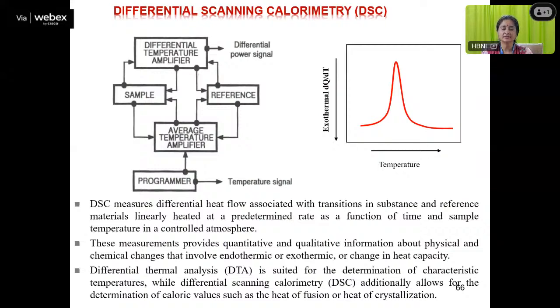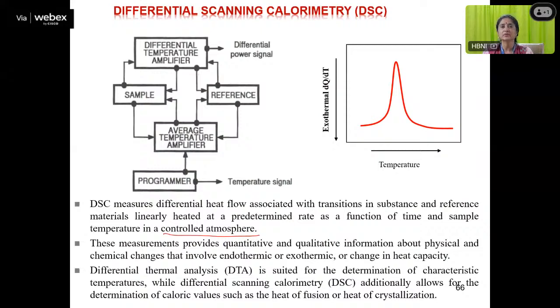Again, DSC, differential scanning calorimetry. The DSC measures differential heat flow associated with the transition in substance and reference materials linearly heated at a predetermined rate as a function of time and sample temperature in a controlled atmosphere. Everything is in a controlled atmosphere so that you can find out some inference.